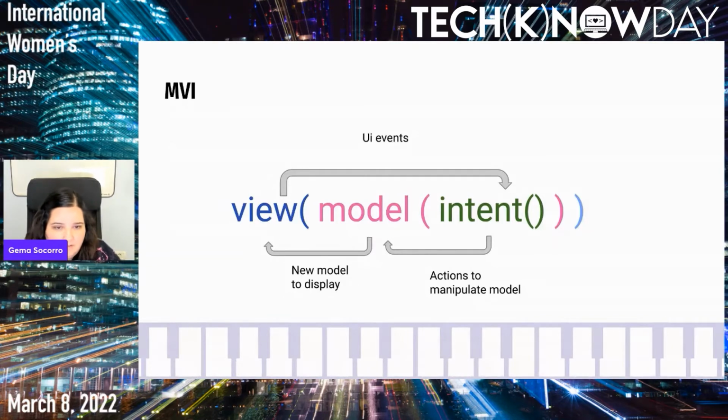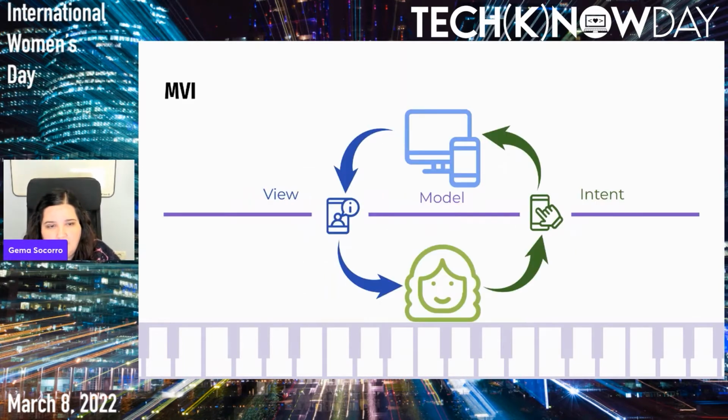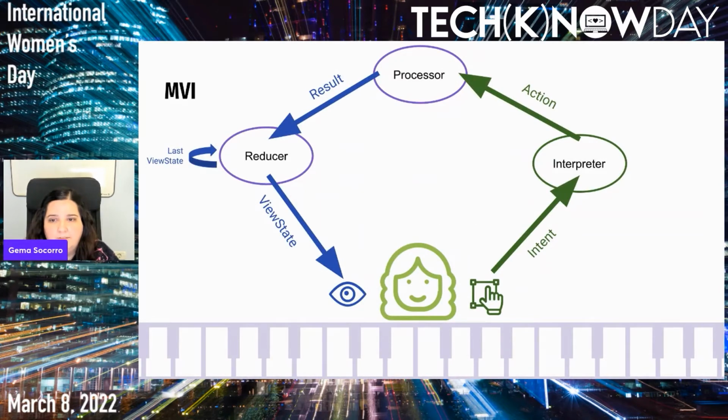So the user does some intentions, some actions that will modify the model, the internal model of the view. And then we will have a new model that will be displayed. And then this new state could receive new UI events that will, again, be converted into actions and will modify the model, etc. But in Android, most implementations look something like this. Now we have this intent and the model and then the view, and we convert it to something like this.